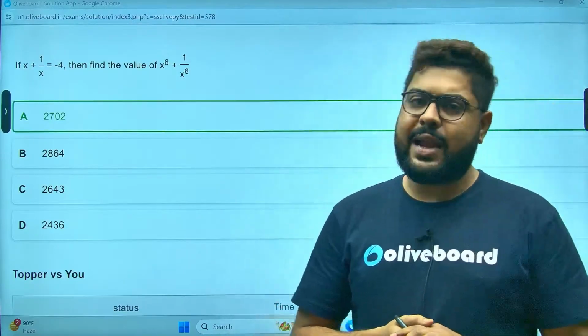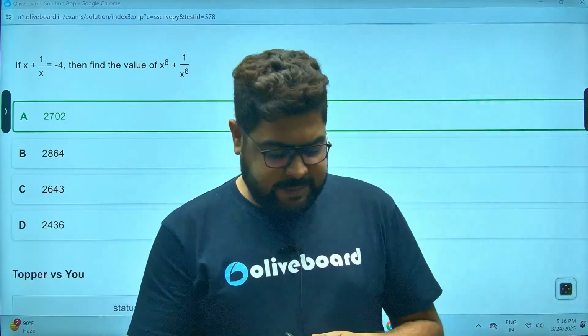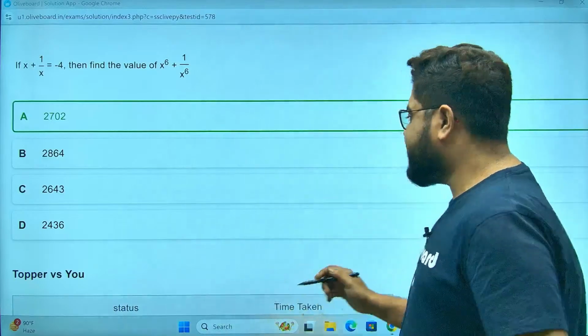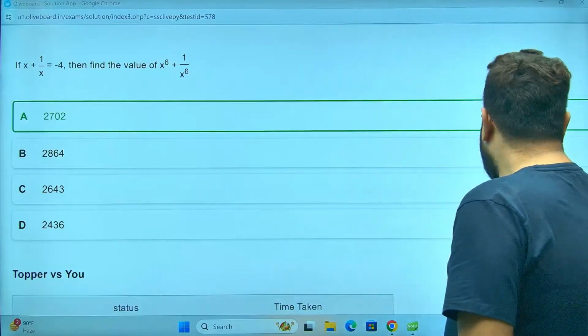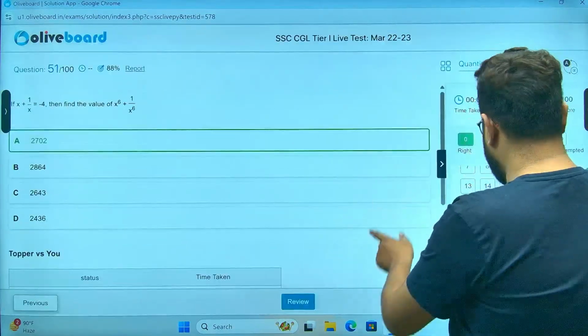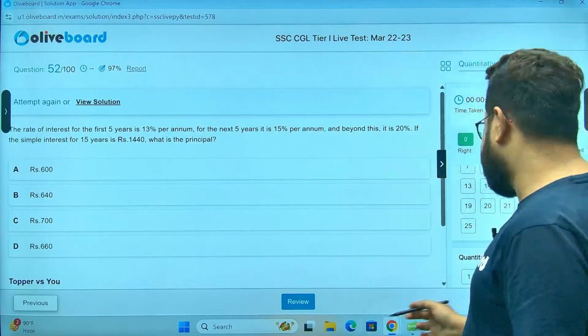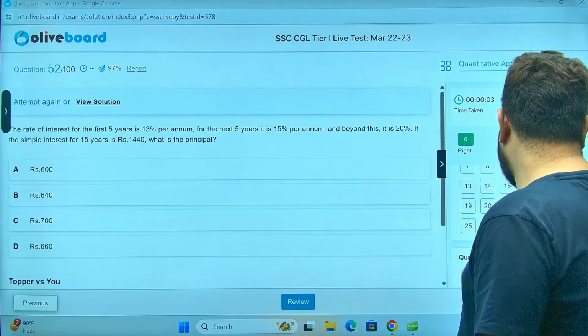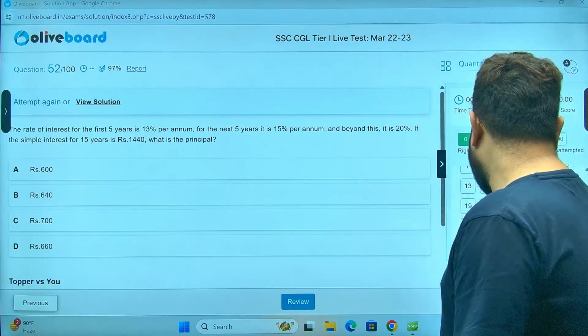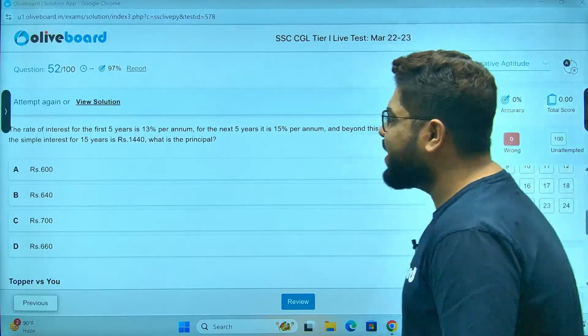Very simple question. Right? So next one, sir. Next question, sir: simple interest. Sir, this is very simple. Simple interest means it is simple. That is why it is simple interest, right?